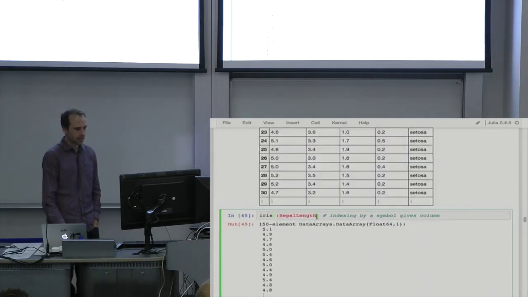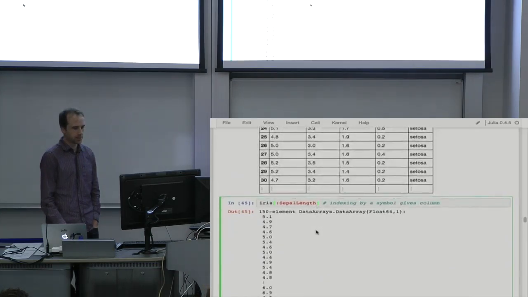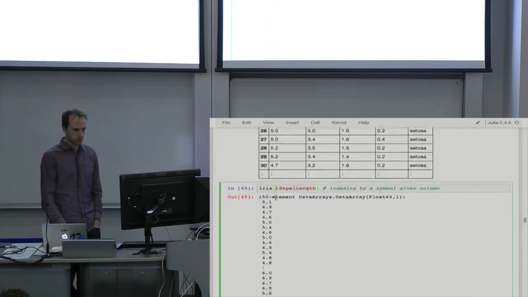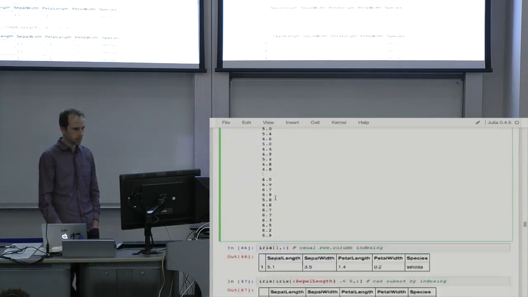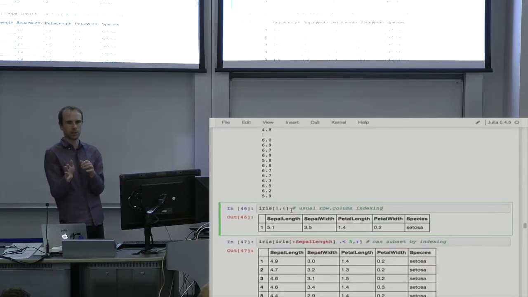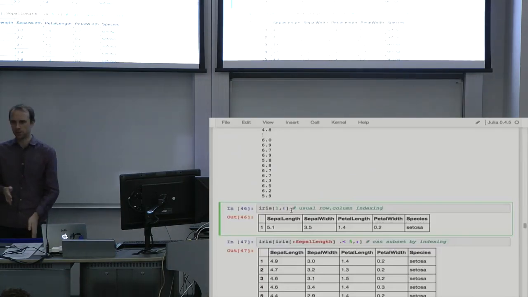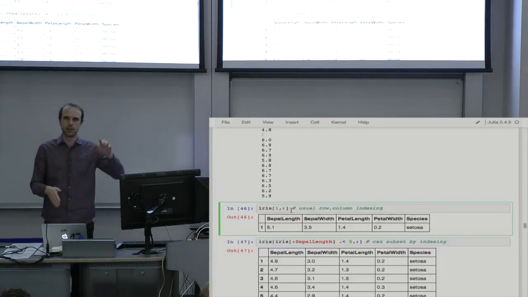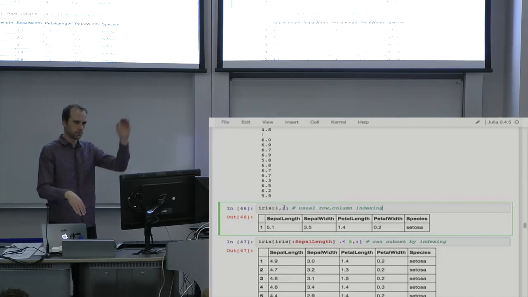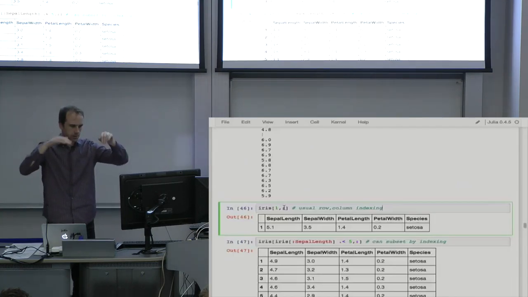So how it works, iris indexing: if you index by a symbol, remember a symbol is prefixed by a colon, then you get the column. That is fairly straightforward. So this gives you the column of sepal length. If you index by a number followed by a colon, so two arguments, it's standard XY indexing, but the colon means take the whole slice of that index. So we're taking row one, and taking all the columns.